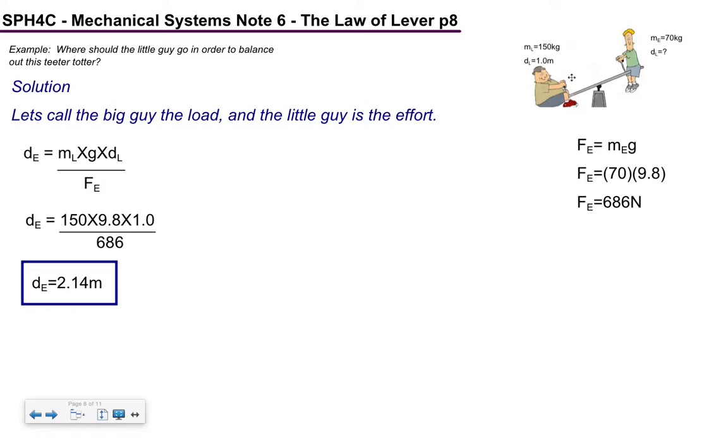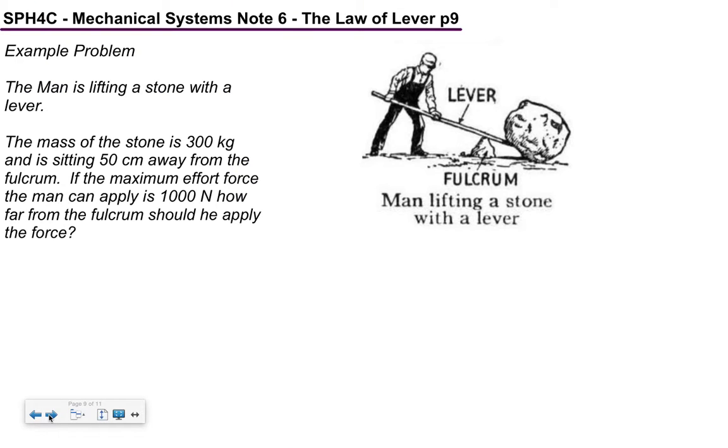And because of the design of this teeter-totter, that can't be. What the question should really have read is, where should this guy go? He's going to have to come in towards the fulcrum, and so he's got to end up around 50 centimeters, right? Because he's again around twice the mass. So to keep the effort torque and load torque equal, he'd have to be half the distance. That'd be a better question.